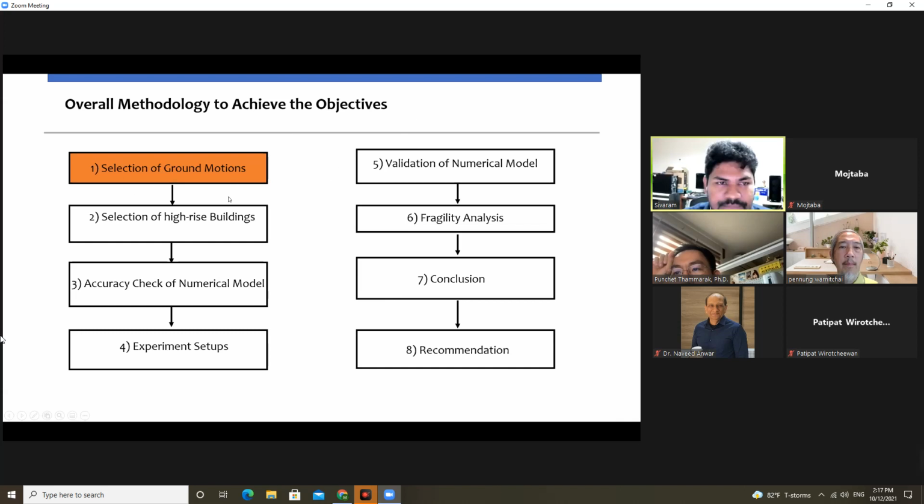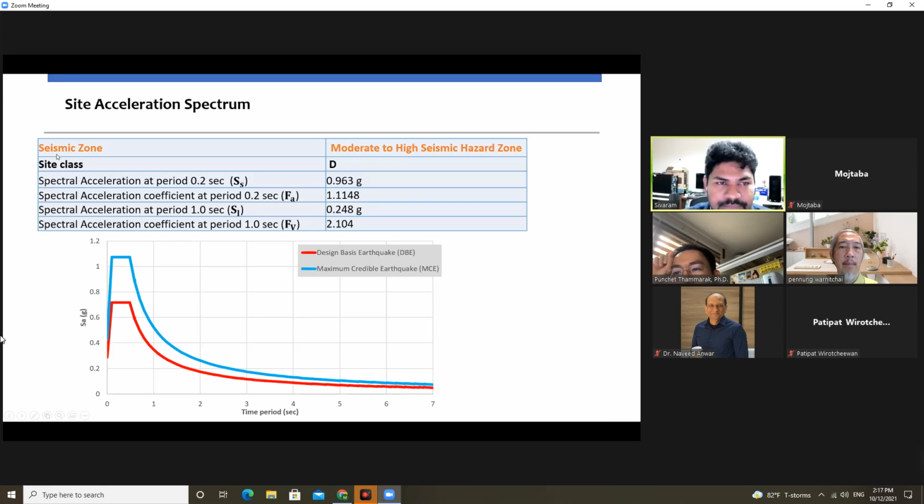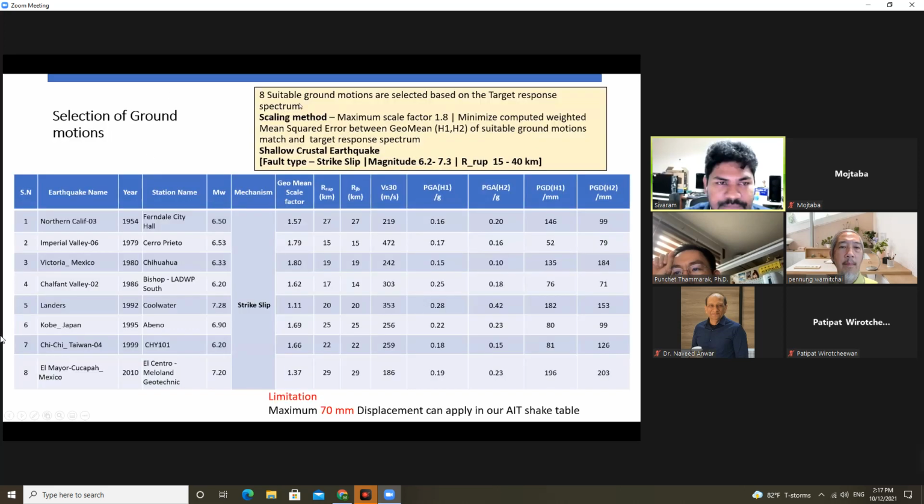First, we have to select the ground motions. Our seismic zone is a moderate to high seismic hazard zone, so depending on that, we can create the design level. For the selection of ground motions, we choose 8 suitable ground motions based on our target response spectrum, for shallow crustal earthquakes, with strike-slip fault type and magnitude 6.2 to 7.3.